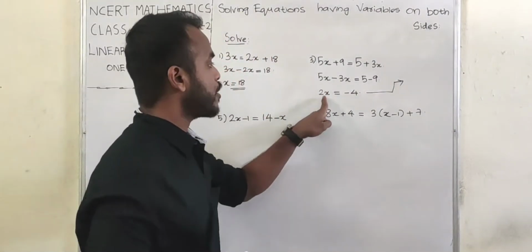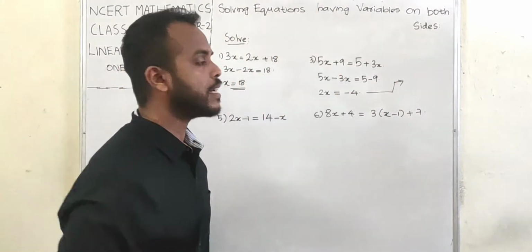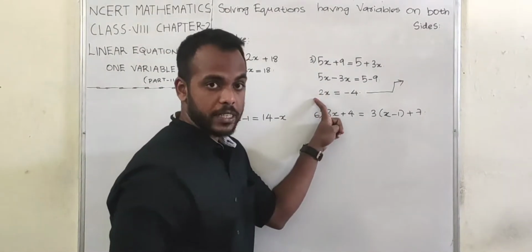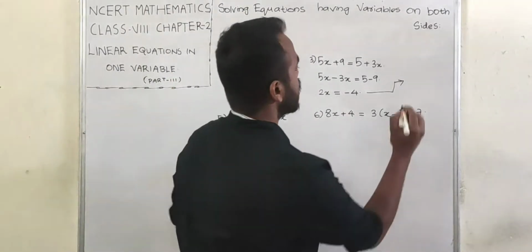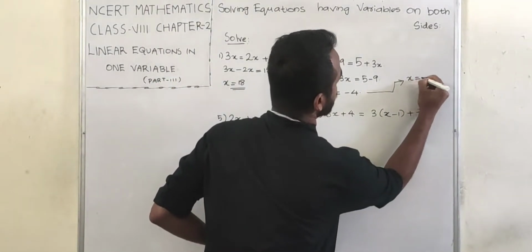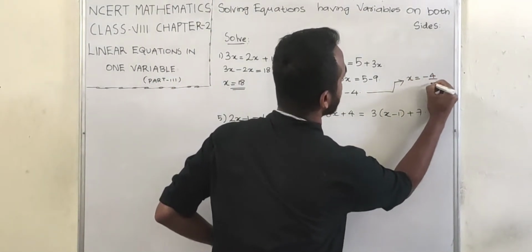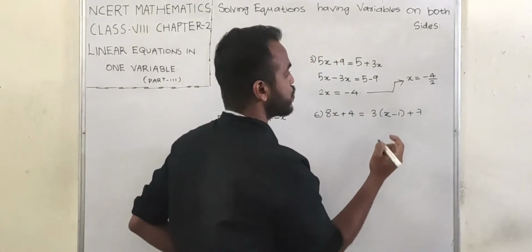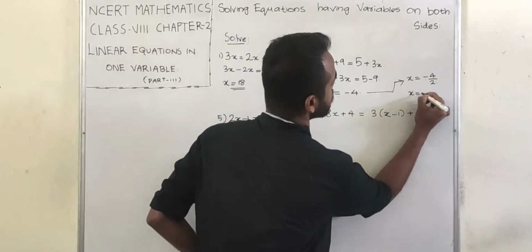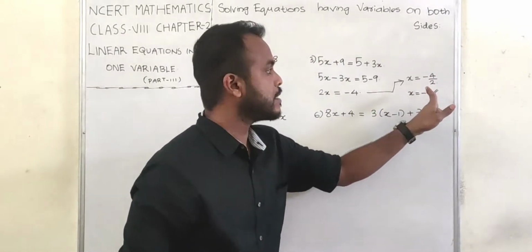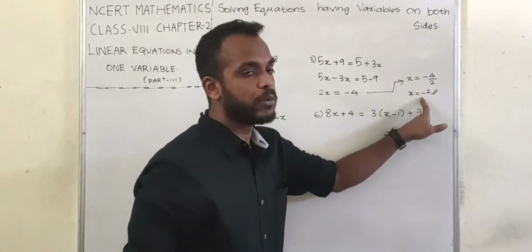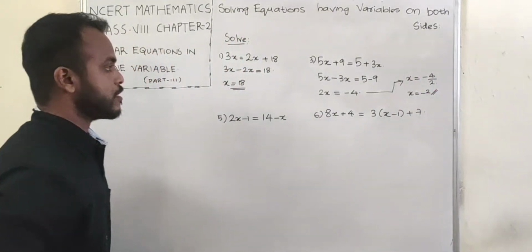To find the value of x, take 2 to the right hand side of the equation. Since it's multiplied here, when it goes to the right hand side, it becomes division. That is x is equal to minus 4 by 2. What is minus 4 upon 2? The answer will be minus 2. Because 4 by 2 is 2, and since there is a negative sign, we put the minus. And you got the answer as minus 2.